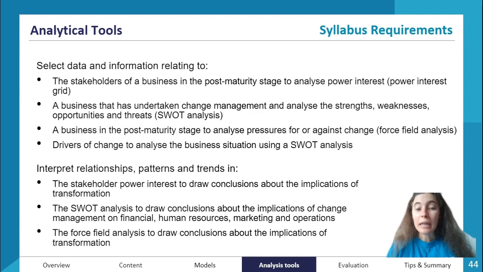Not only do you have to select data and information, but you also need to be able to interpret relationships and analyze things. So the stakeholder power interest grid, you can look at that to draw conclusions about the implications of transformation. The SWOT analysis, drawing conclusions about the implications of change management on financial, human resources, marketing, and operations. They're your 4 key business functions. And then the force field analysis can help you draw conclusions about the overall implications of transformation for the business.